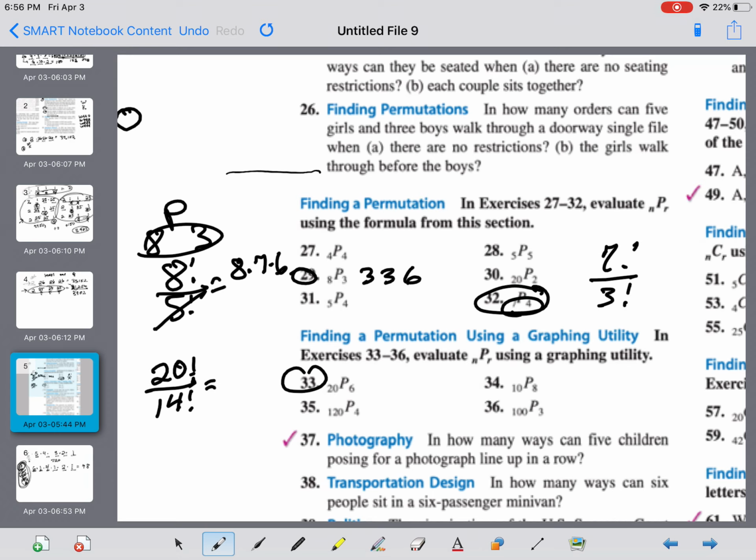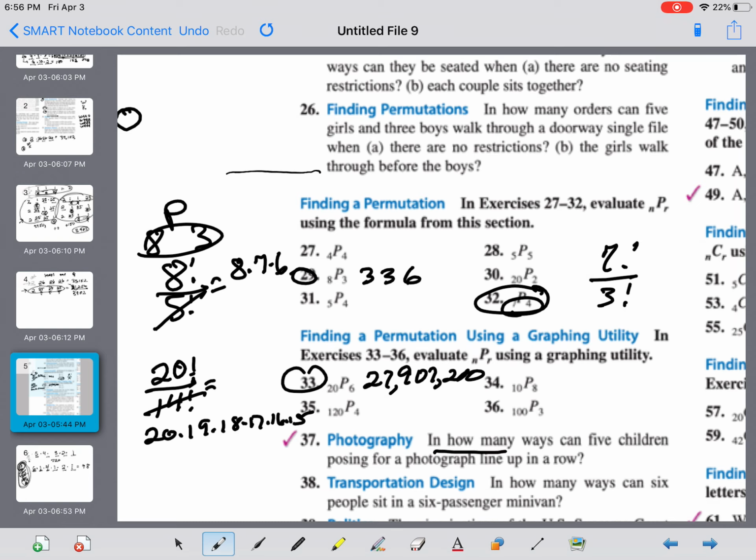And that should come out to 27,907,200. You could type it in, or you would have 20 times 19 times 18 times 17 times 16 times 15. That all cancels out, but you got to use your calculator either way, so you might as well use your factorial key.